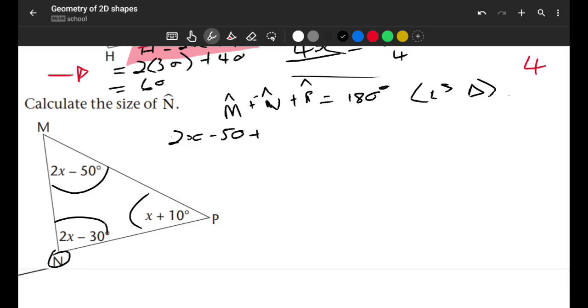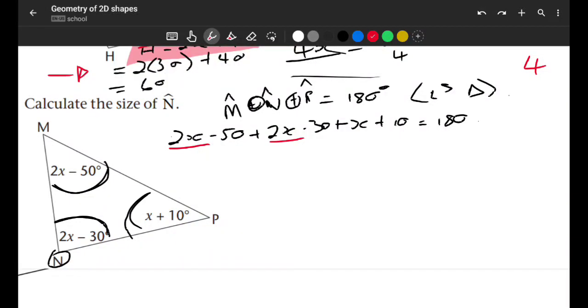Because remember, for the sum of angles in a triangle, we are adding. So you add this with that, which you add with that. Hence the plus in between. Plus 2x minus 30 degrees plus x plus 10 degrees is equal to 180. Then we go back and group them: 2x and 2x and x. Then you group negative 50, always remember that you take that into consideration, negative 50, negative 30, and positive 10.